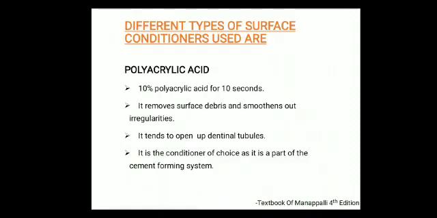Different types of surface conditioner are used. First is polyacrylic acid. 10% polyacrylic acid is applied to the tooth structure for 10 seconds, which removes smear layer and debris and smoothens out the irregularities. It tends to open up dentinal tubules also. It is the conditioner of choice, as it is part of the cement forming system.